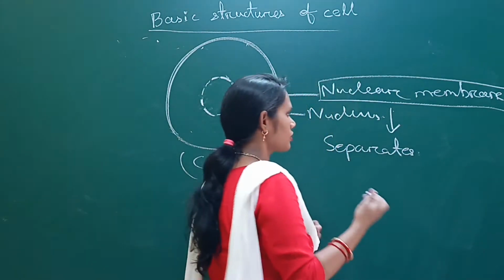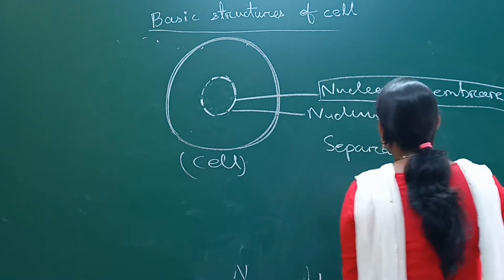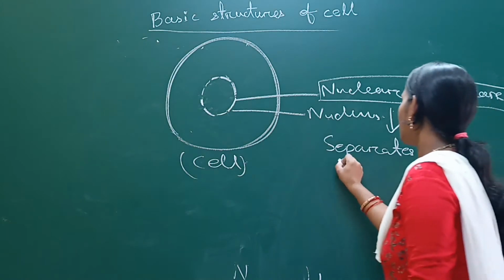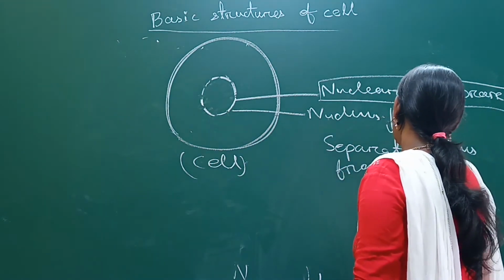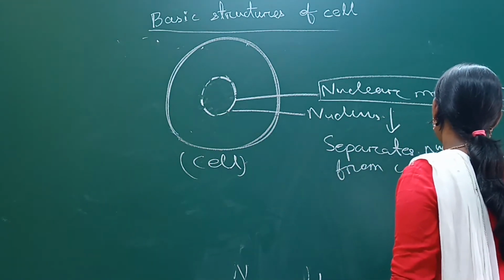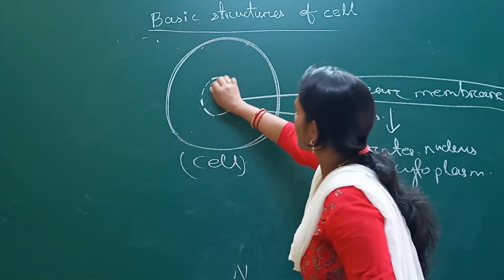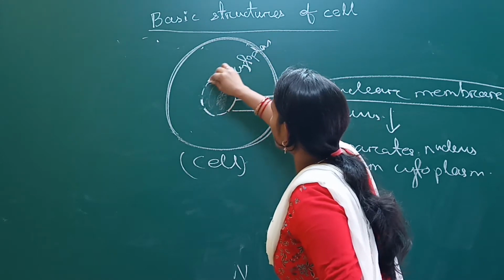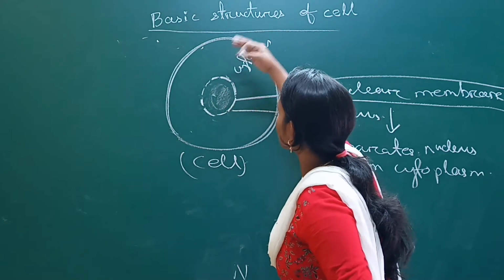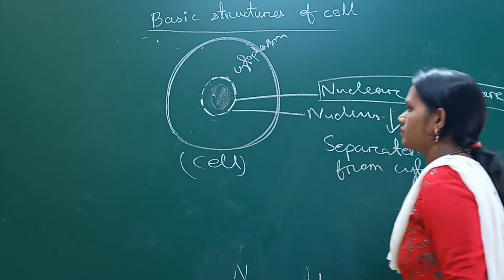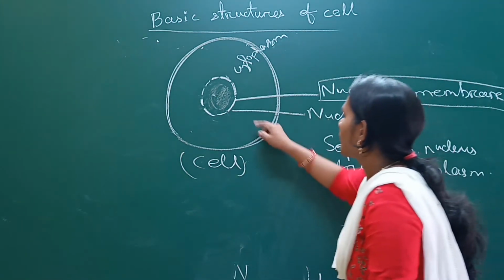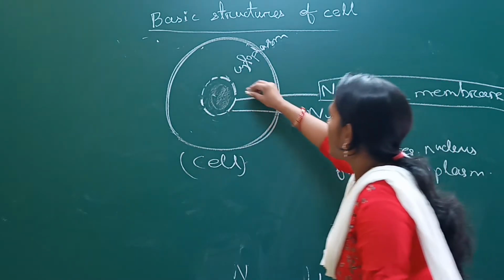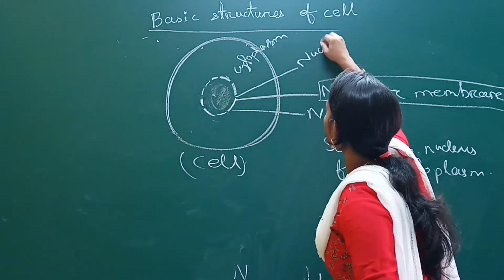What is the function of the nuclear membrane in a cell? The nuclear membrane separates the nucleus from the cytoplasm. This is the nucleus and this is the cytoplasm, so the nuclear membrane separates the nucleus from the surrounding cytoplasm. You see there are some tiny pores present within the nuclear membrane. Those tiny pores are called nuclear pores.